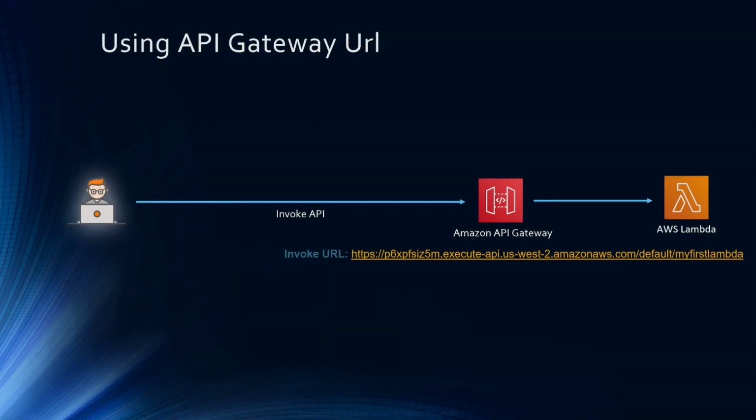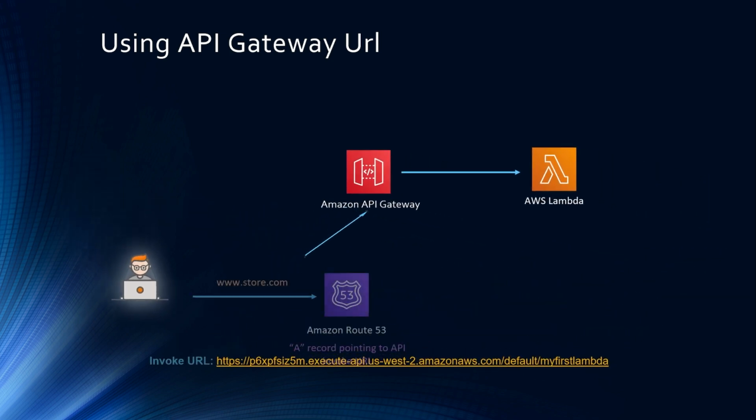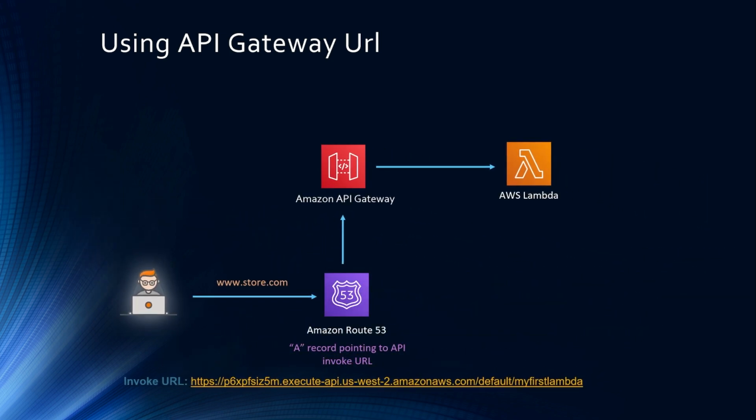Now the tricky part is, what about APIs? For APIs, the API will be hosted in API Gateway, and API Gateway will give you some sort of cryptic invoke URL, and that's what you need to use to invoke it. So naturally, you will think this will be very similar. You might have an Amazon Route 53 A record pointing to the API endpoint invoke URL. That would be wrong.